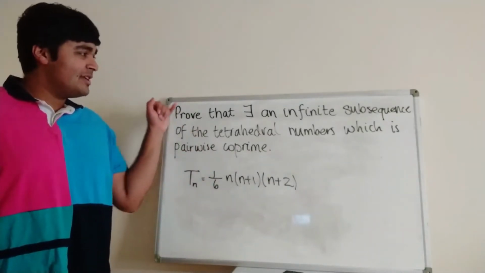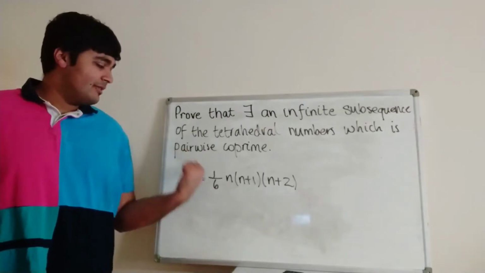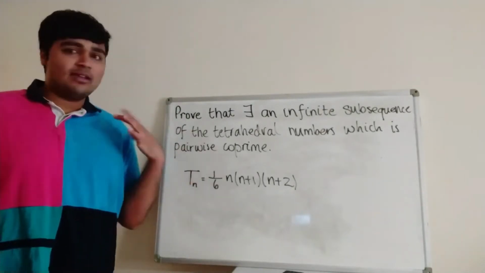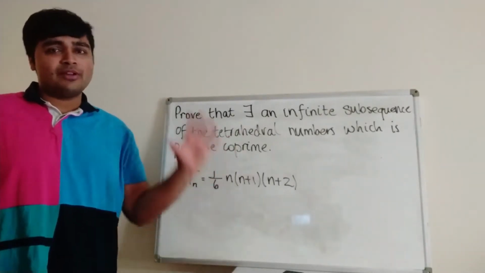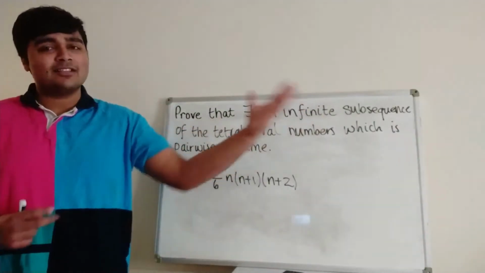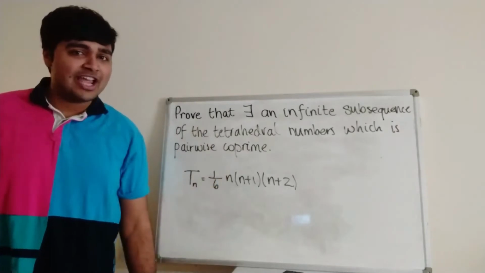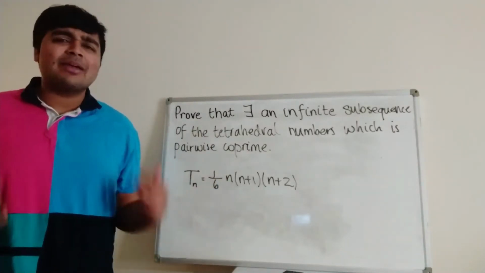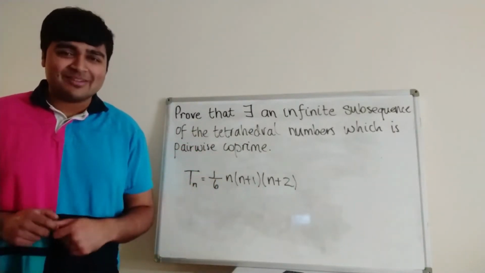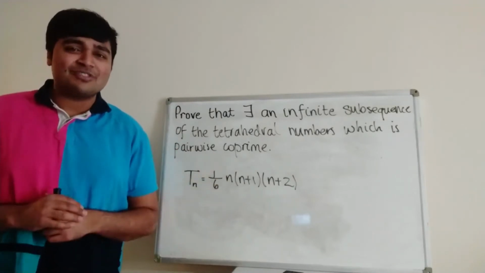And then we want to prove that we can find an infinite subsequence of these, such that they are pairwise coprime. So we want to find an infinite set of tetrahedral numbers such that when we take any two distinct ones, they're not going to share any common factors. Anyway, if you want to have a go at this problem, pause the video now and give it a go for yourself, and I'm going to jump straight into a solution.